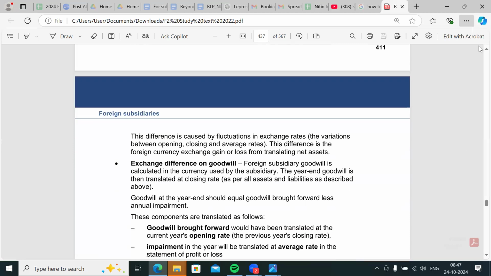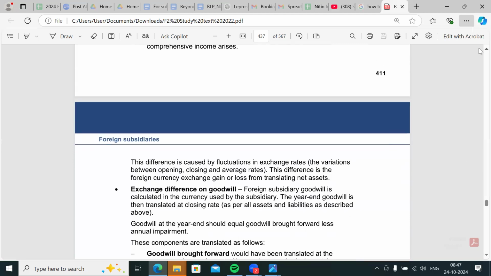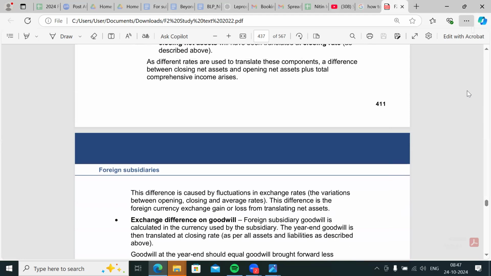Correct? No. And where do we take it? We're taking it to, we'll see that. Okay. The difference is caused by fluctuation in the exchange rates, variations between opening, closing, and average rates. This difference is the foreign exchange, currency exchange gain or loss from translating the net assets. Remember that. How we will treat it, we will look into.